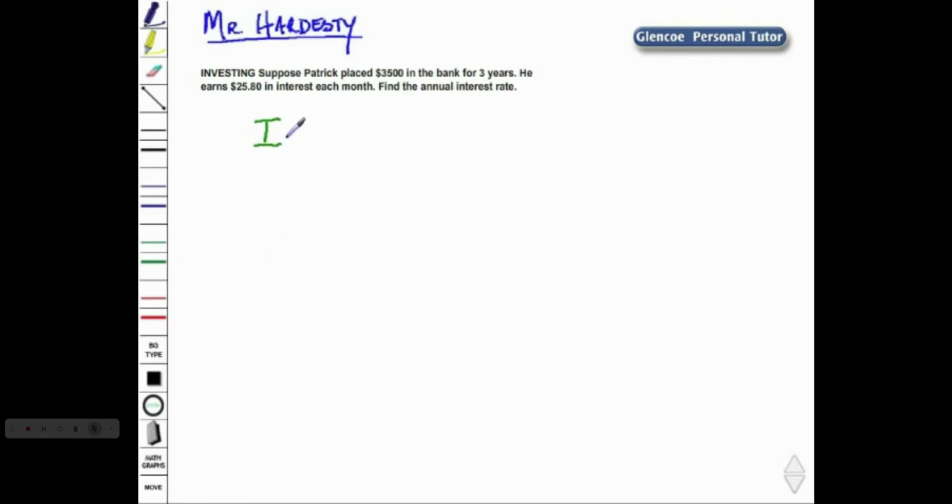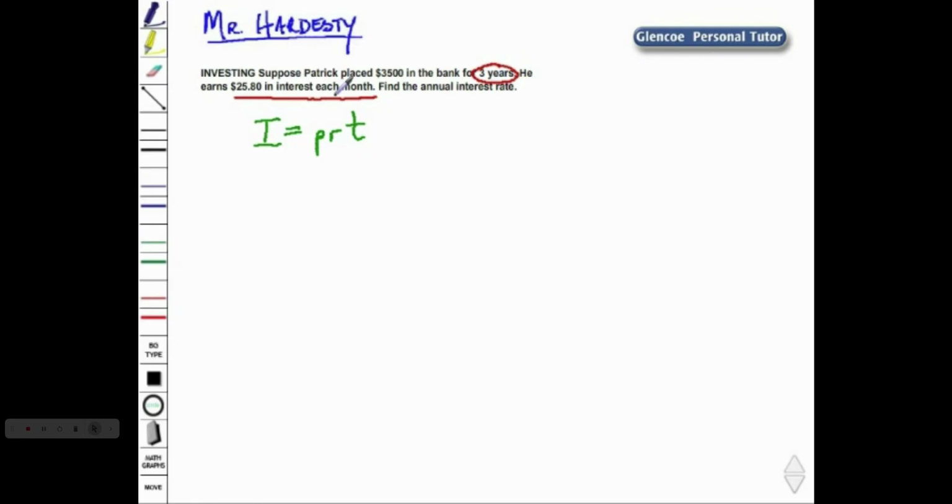We have a formula for this investment problem that says interest equals principal times rate times time, or I equals P times R times T. I represents interest, and that's given in our problem as $25.80 in interest, but then it says each month. Each month. Our T for time is 3 years.